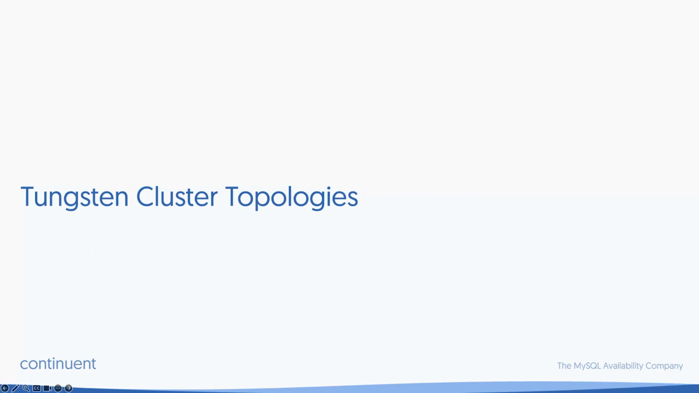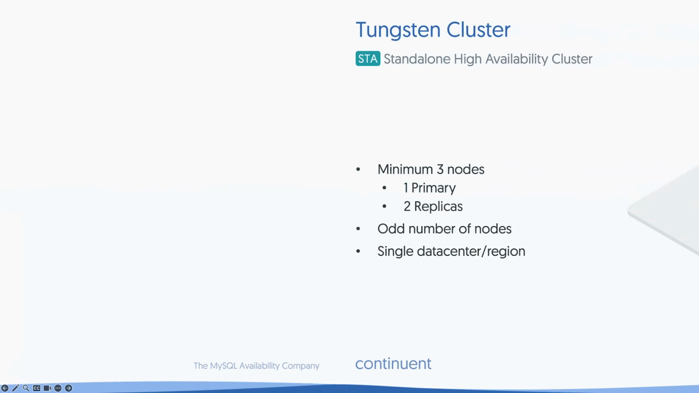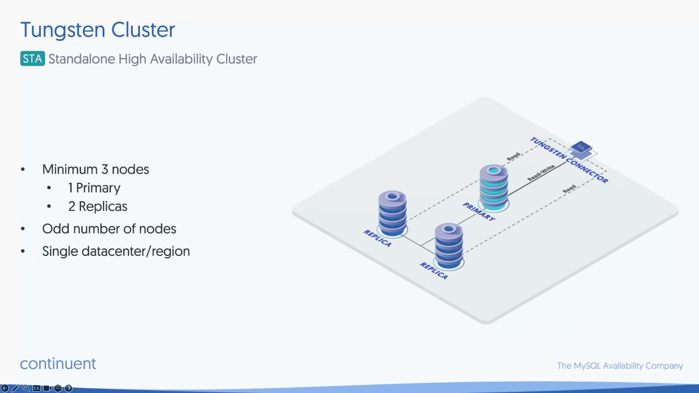Let's now review the different topologies available. First, the simplest topology and the foundation for all of the others. The standalone cluster provides high availability with automated database management. This topology would consist of a single primary node and a minimum of 2 replicas, ensuring the total number of nodes is at least 3 and an odd number. And this comes down to quorum, which I mentioned in the earlier slide.